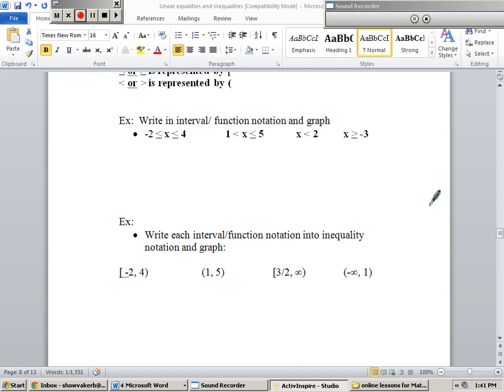If you don't want to use an open or closed dot, you can always use brackets and parentheses. I could do a bracket at -2 and a parenthesis at 4 and do my line in between. I can do a parenthesis at 1 and a parenthesis at 5 and do my line in between. I can do a bracket at 3/2 pointing to the right. I can do a parenthesis at -1 pointing to the left. So open dot, parenthesis, either is fine. Closed dot, bracket, either is fine.